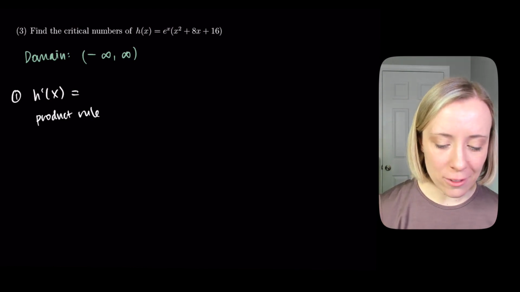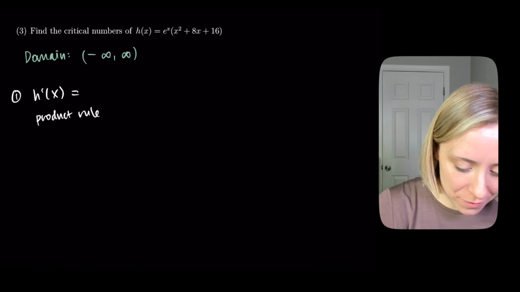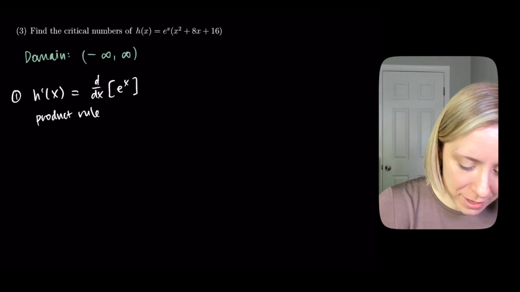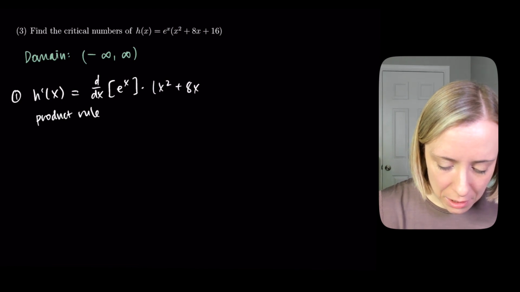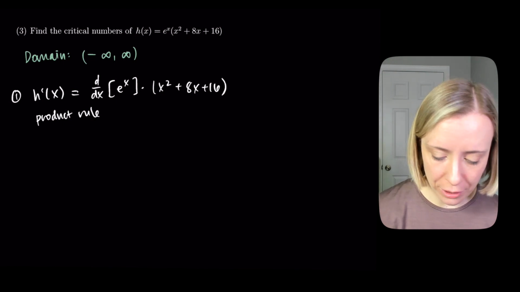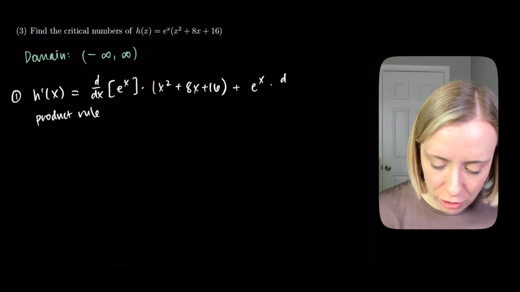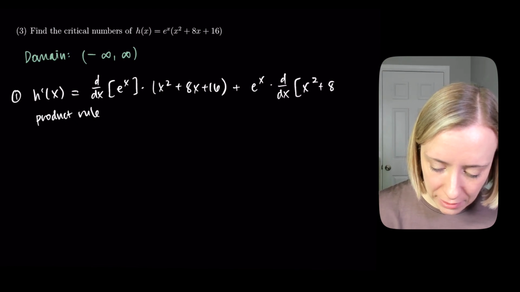So let's take the derivative of e to the x first. That one's easy. So the derivative of e to the x, and actually I'm just going to write it out. It'll take some room, but I just want to make sure you know where this is coming from. So we take the derivative of the first function, leave the second one alone, and then we add it to the opposite. So I leave e to the x and I take the derivative of the polynomial, derivative of x squared plus 8x plus 16.